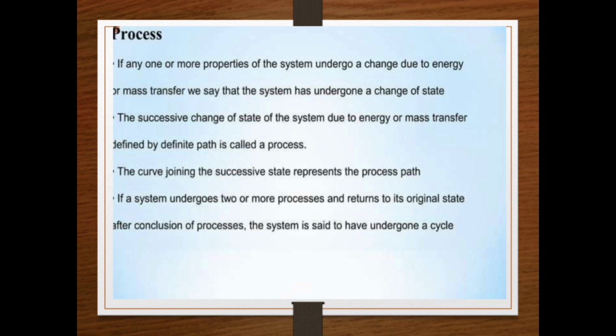If the system undergoes two or more processes and returns to its original state after conclusion of the processes, the system is said to have undergone a cycle.